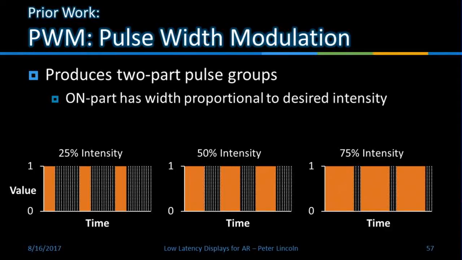A very simple one is pulse width modulation, or PWM. Now, in these graphs at the bottom, the orange color represents the on times, and the black represents the off times. And so I'm showing 3 cycles of 4-bit pulse width modulation. Now, pulse width modulation works by performing 2-part pulse groups. You have the on pulse for some amount of time and an off pulse for some amount of time. And those on and off times are proportional to the amount of brightness that you want. So it's directly width proportional to the desired intensity.